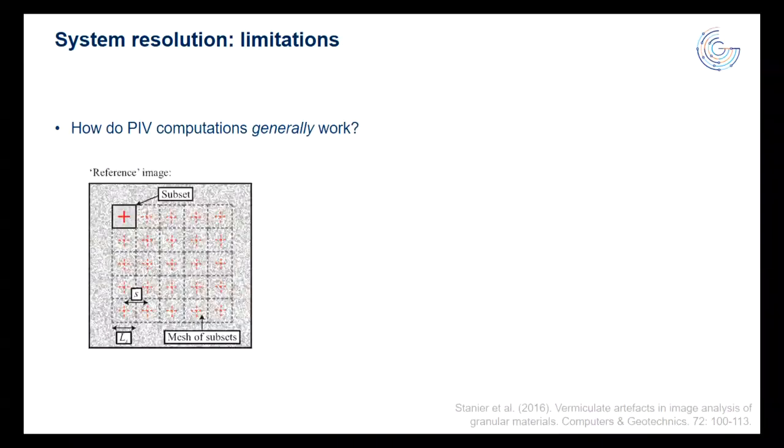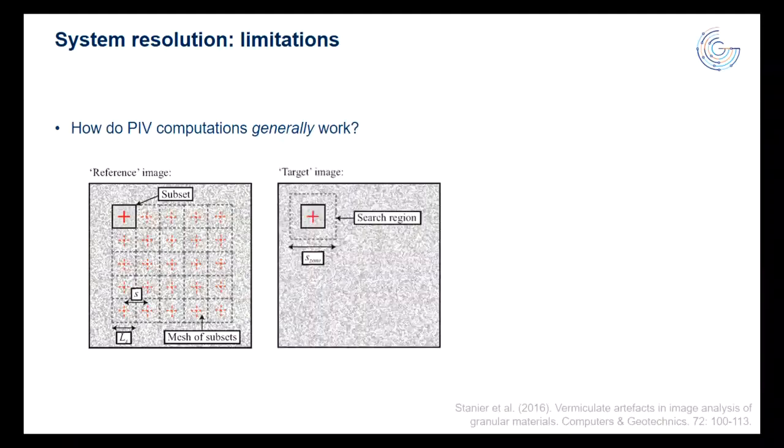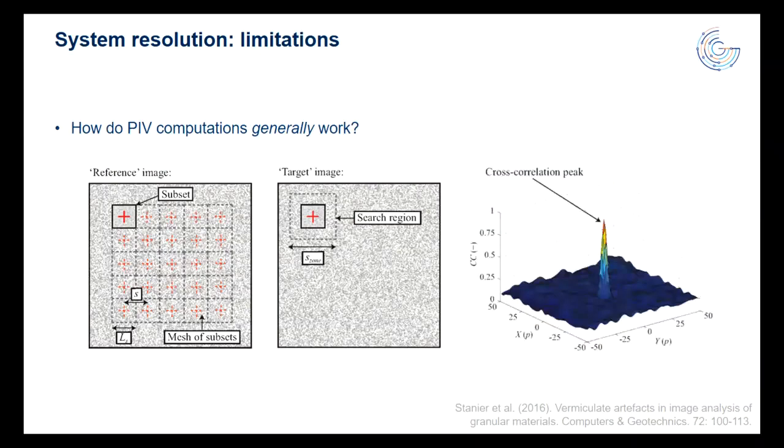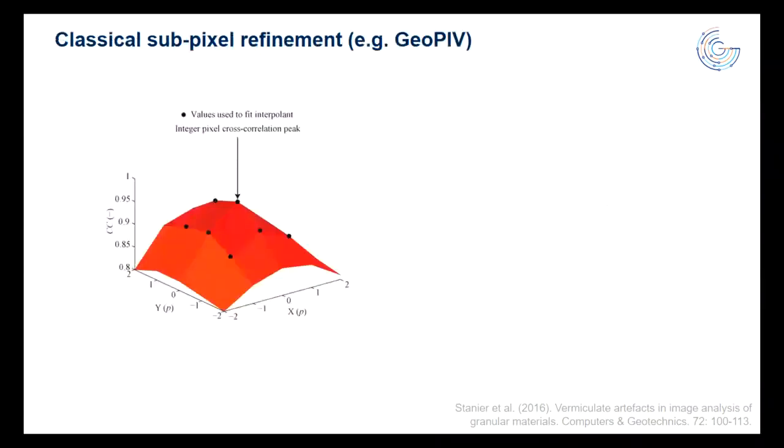And as I said, you've got an image, a reference image, you've got a bunch of subsets that you've discretized. We're going to go and search for that subset in subsequent images, and we might have a slightly enlarged search region here. And from that, we're going to get this map of the correlation or cross-correlation function. And this peak here indicates the nearest integer pixel values for the displacements of our subset between our reference and target image. So that's fine, but we've only got integer pixel displacements because our image coordinates are integer pixel values.